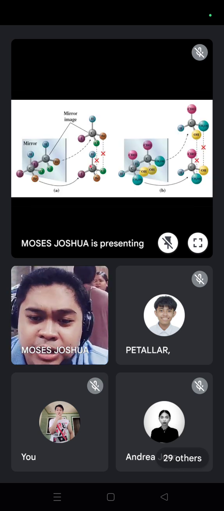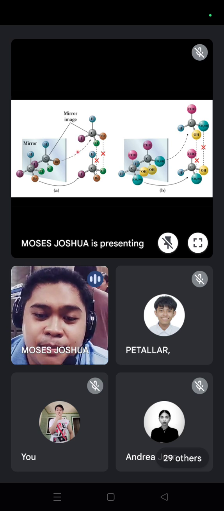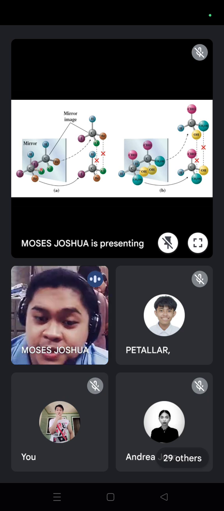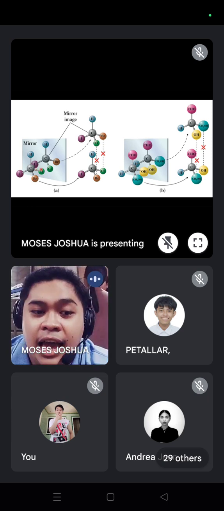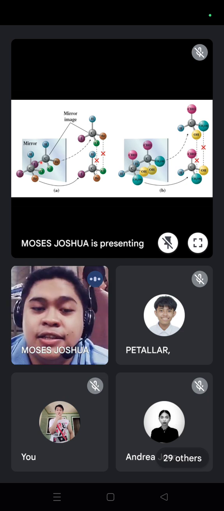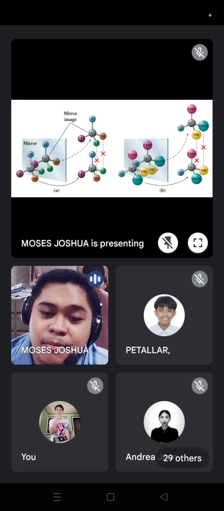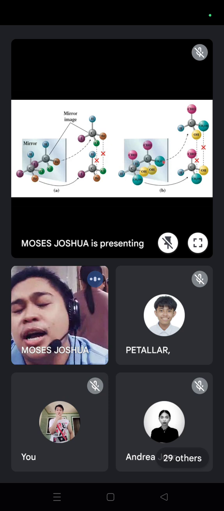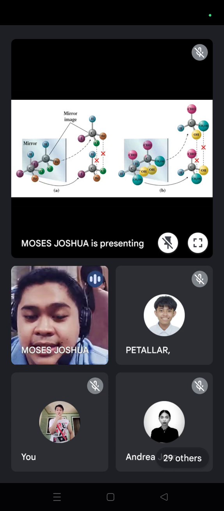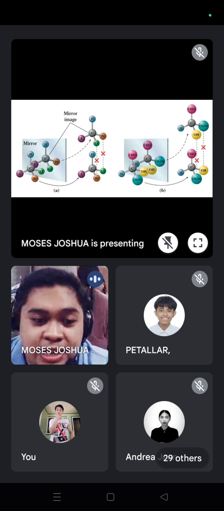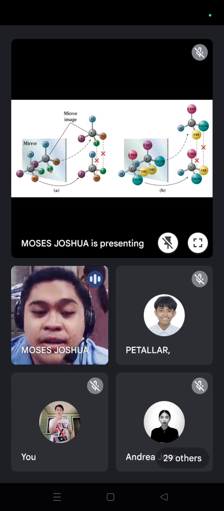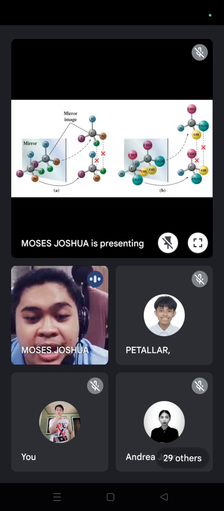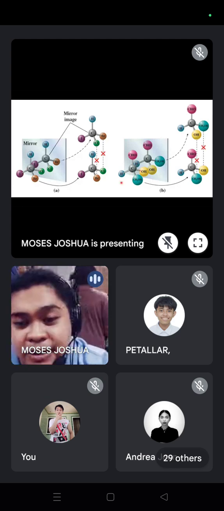So we have here image A, so the mirror image forms of the molecule bromochloroiodomethane are non-superimposable. So meaning it has a mirror image. So for B naman, the mirror image forms of the molecule glyceraldehyde are non-superimposable. So as you can see here, our carbon is being attached to four other groups. So it has a chiral center, as well as this carbon over here in our glyceraldehyde, it contains a chiral center.